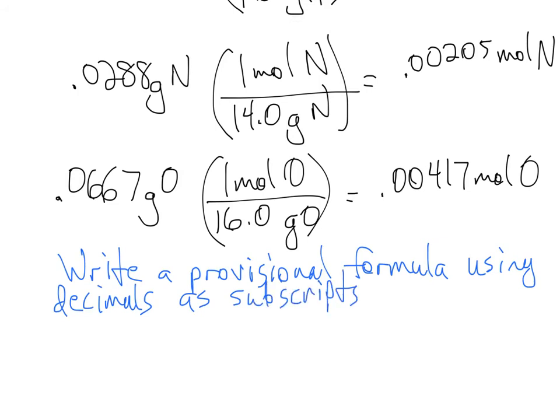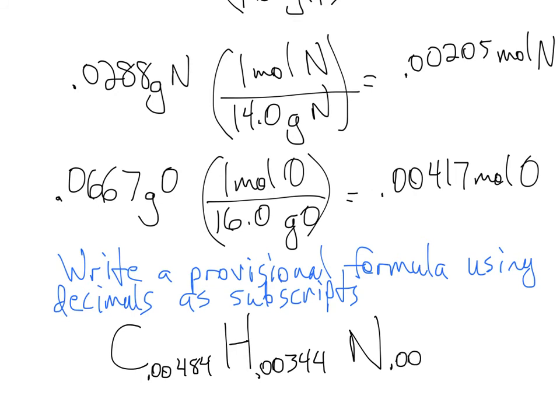So instead of writing C subscript w, H subscript x, now we can write C, and we had found that the number of moles of carbon was 0.00484. H was 0.00344. N was 0.00205. And O was 0.00417.